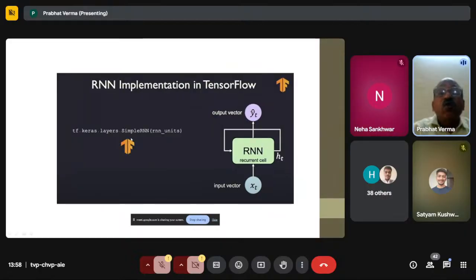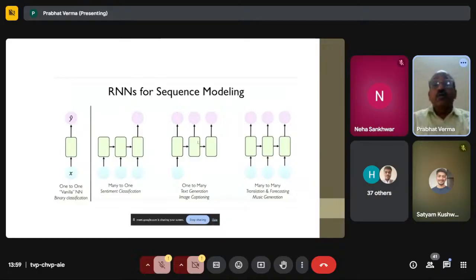So TensorFlow already gives a built-in method for implementing RNN. This is tf.keras.layers.SimpleRNN, the RNN unit. So this way we can implement it very easily in TensorFlow.